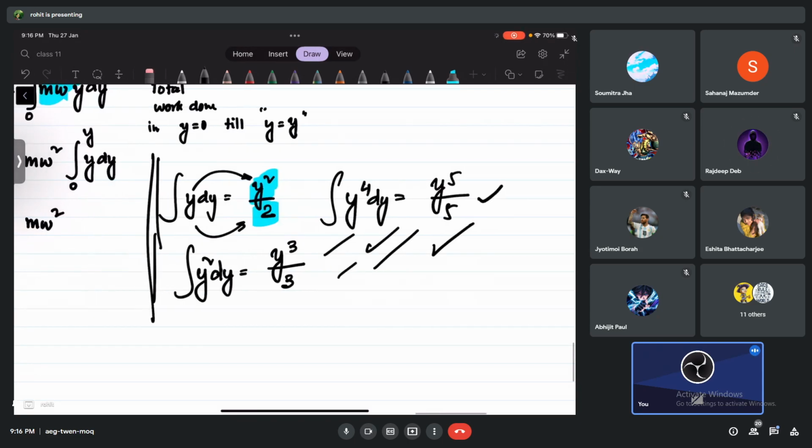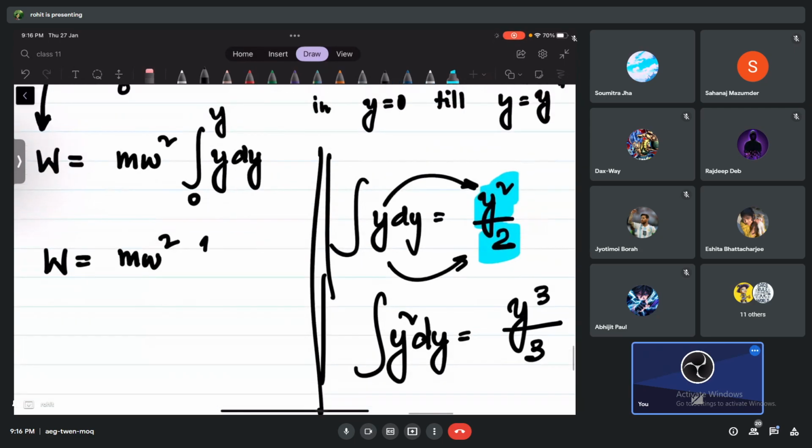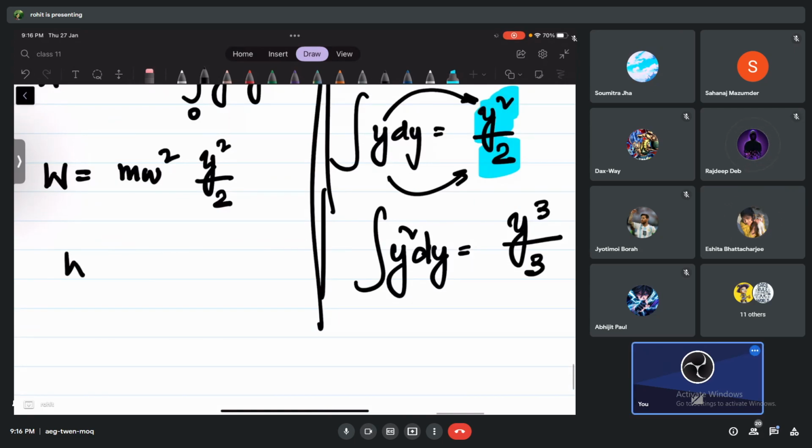This much for the timing. So I'm waiting, guys. What do I write now? y or y square? y square by 2. So I'm going to write work done equals to how much? Half m omega square y square. Is it okay? All of you check.